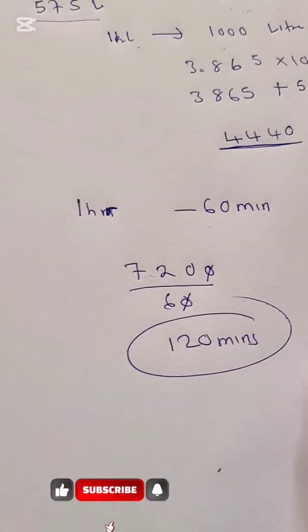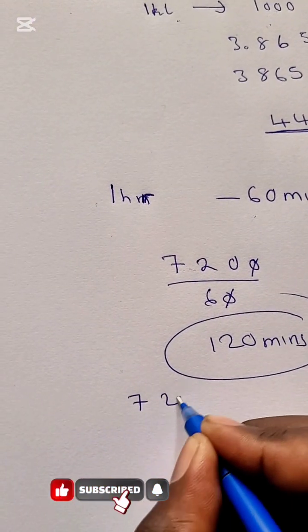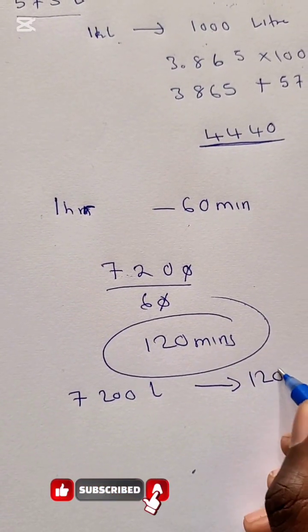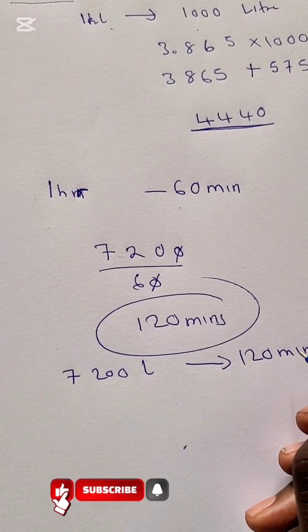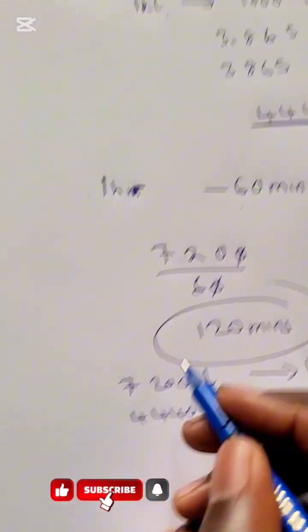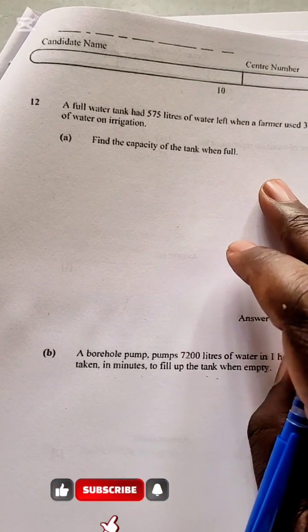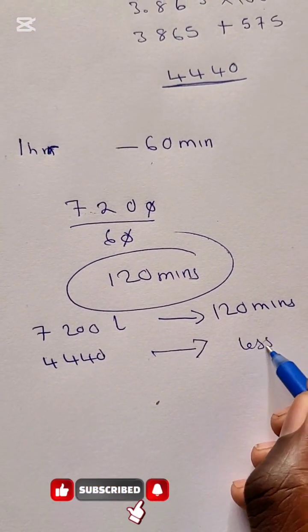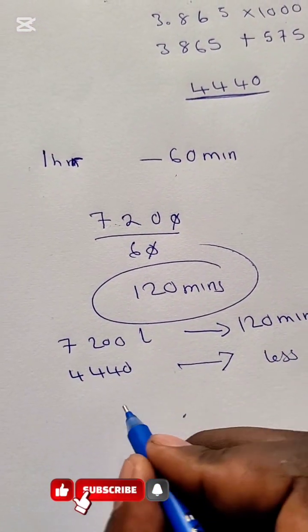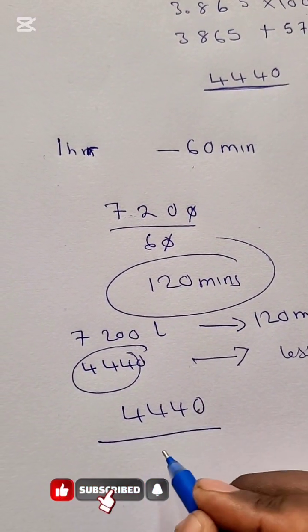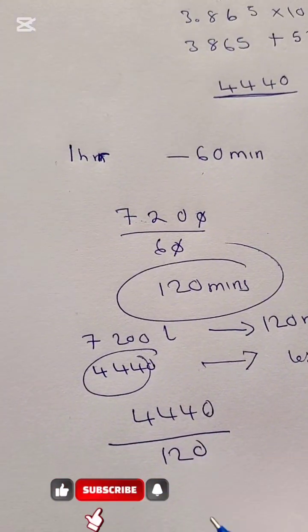7,200 liters is a result of 120 minutes. So what about 4,440, the capacity of the tank of this farmer? What are we going to get, more or less? Or we will simply say 4440 divided by 120.